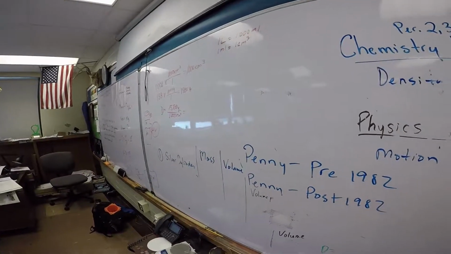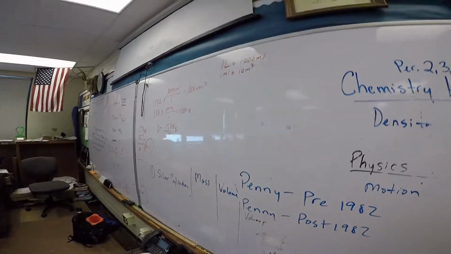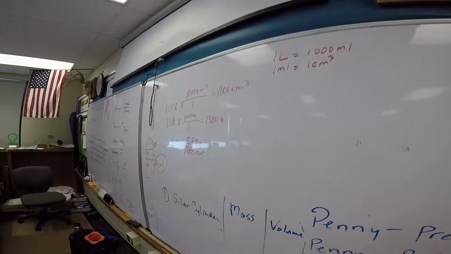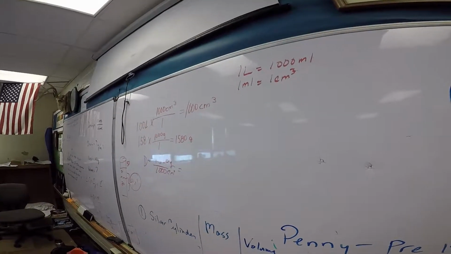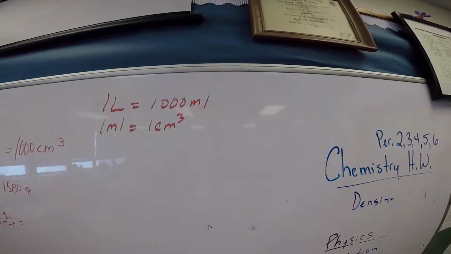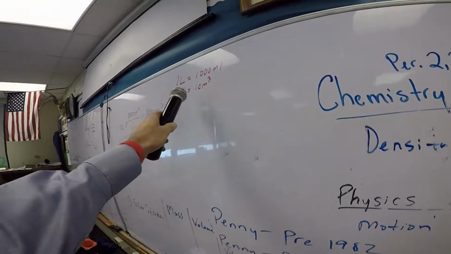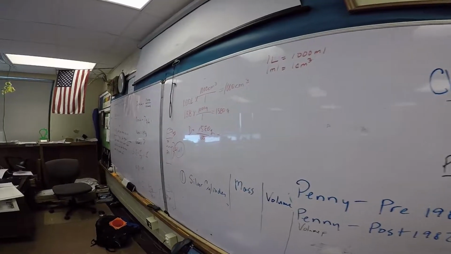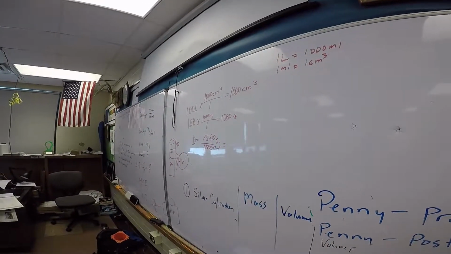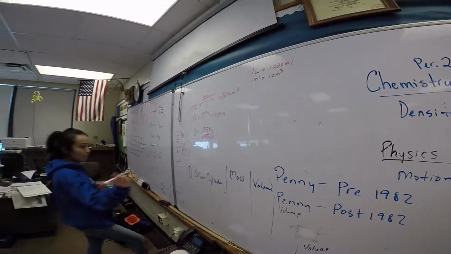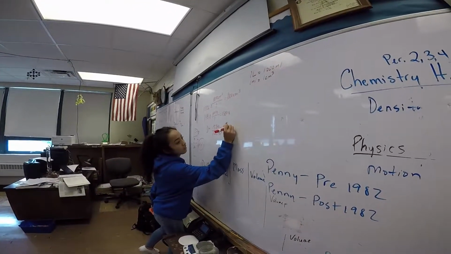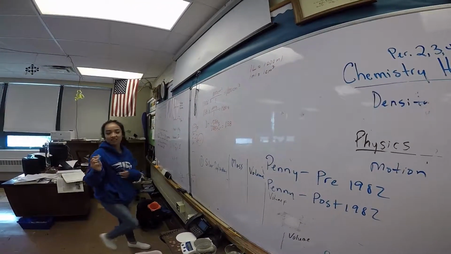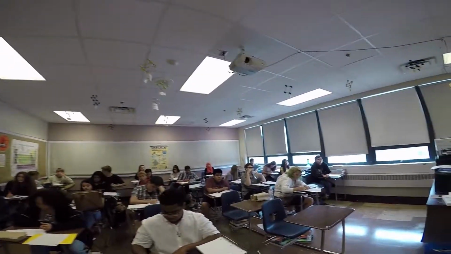Go ahead and write this down if you didn't write this down. She got the 1 liter is equal to 1,000 centimeter cubed. These are the conversion factors up on the board, right here. So the mass is 1,580 grams. Grams per centimeter cubed. Don't forget the units. In math class, they don't care about units because they just make up numbers. Oh, good job.